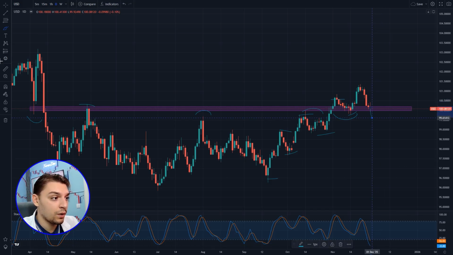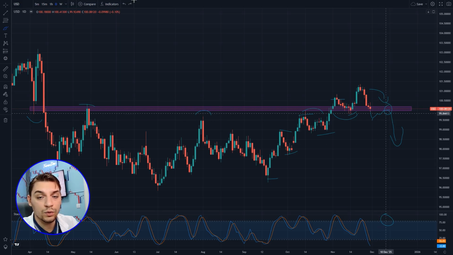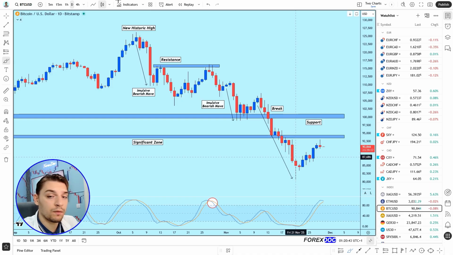However, if price breaks this zone, then we can wait for a bullish pullback and a retest of this significant zone. A new lower high formation, ideally a stochastic RSI sell indication, so we can look for opportunities to sell. So as you can see, we have a plan to buy and to sell depending on how price will react to this zone. Now let's see what is happening with Bitcoin.